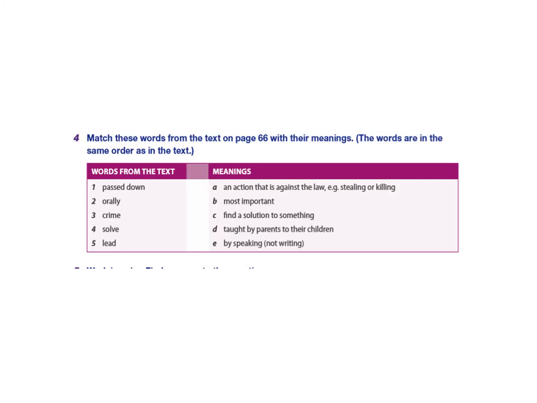Okay, my students. Now we will move to the fourth exercise. Match these words from the text on page 66 with their meaning. The words are in the same order in the text. Now we have two columns. The first one is words from the text. The second one is the meaning, the definition of these words. Now you have 2 minutes in order to match the words from the first column with the meaning from the second column. Now start.